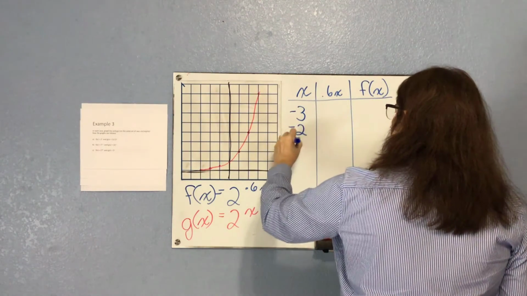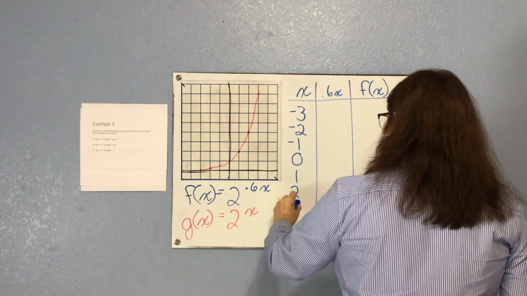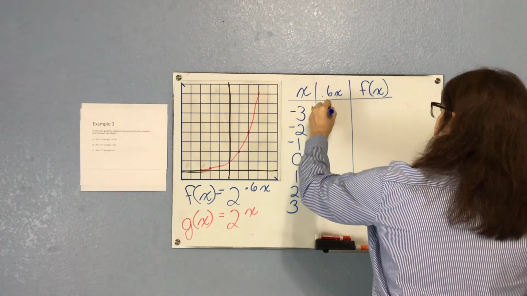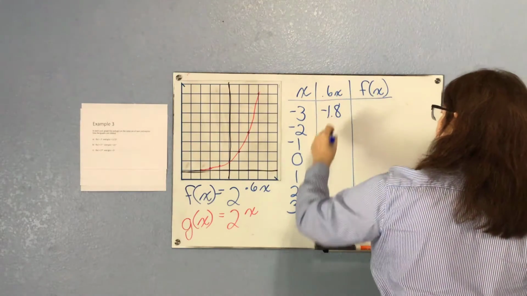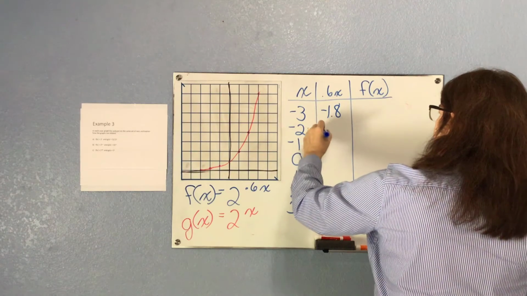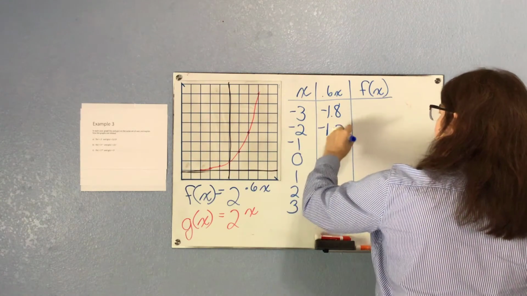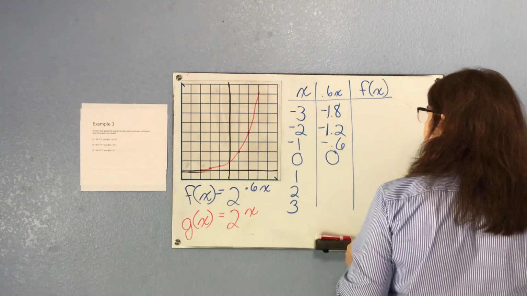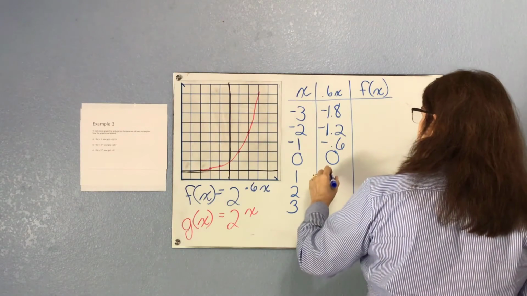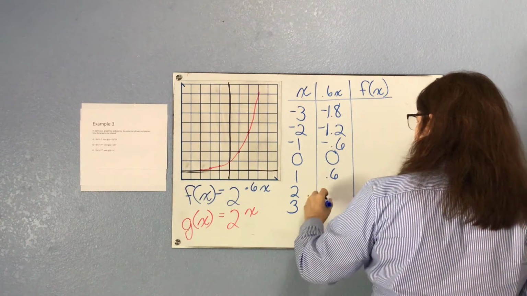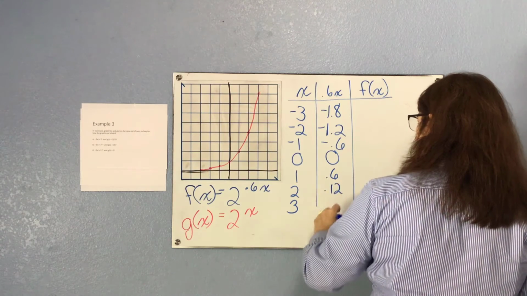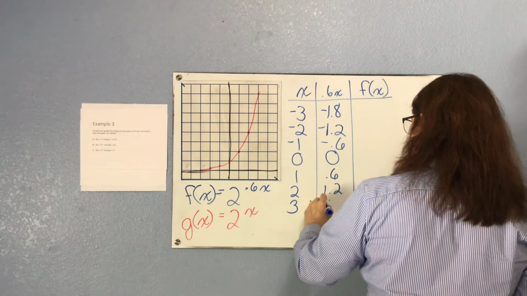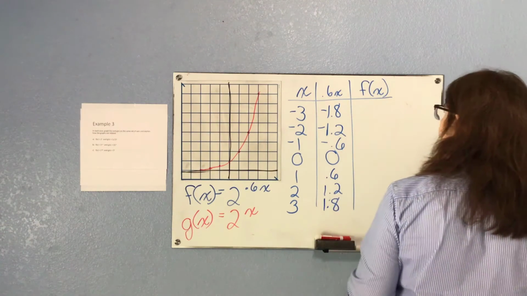-3, -2. When I multiply these by 0.6, you get -1.8, -1.2, -0.6, 0, and then positive 0.6, positive 1.2, and positive 1.8.